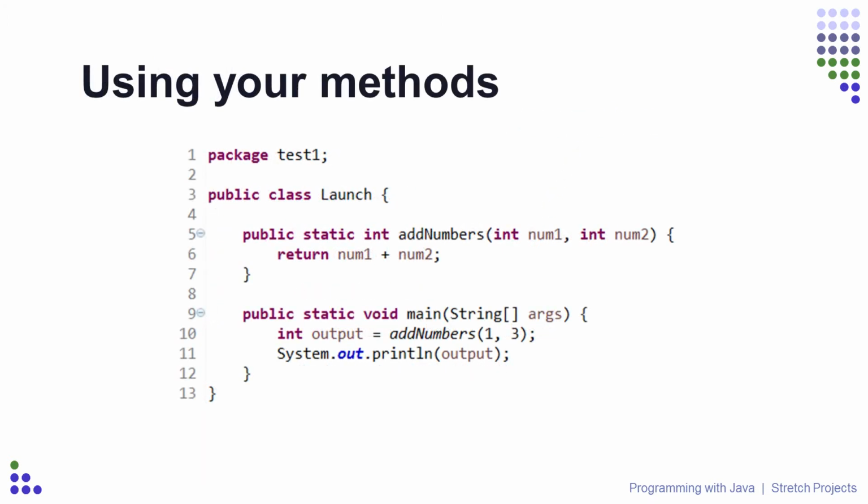So in this example, we have created a method to add two numbers together called addNumbers. In our main method, we are going to pass values 1 and 3 over to our method, which is then going to add them together and pass the result back across to our main method. We've also assigned the result into the variable we have created called output. Finally, we have printed the output to the screen.